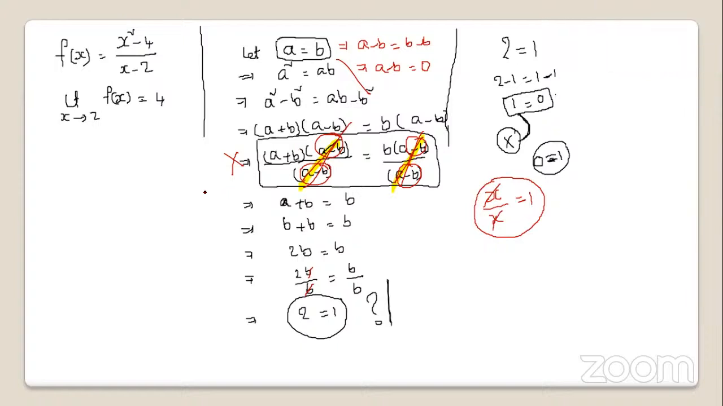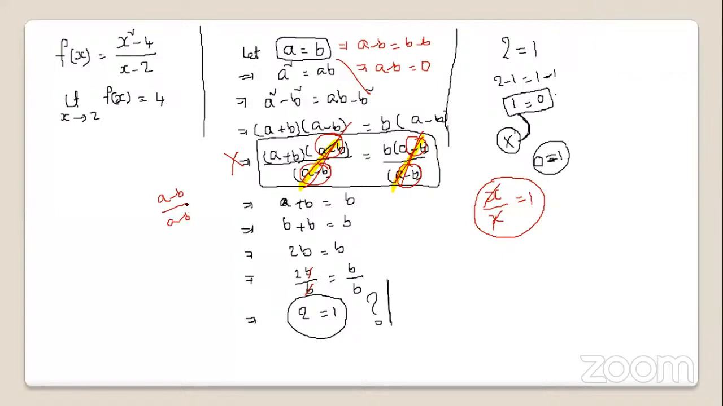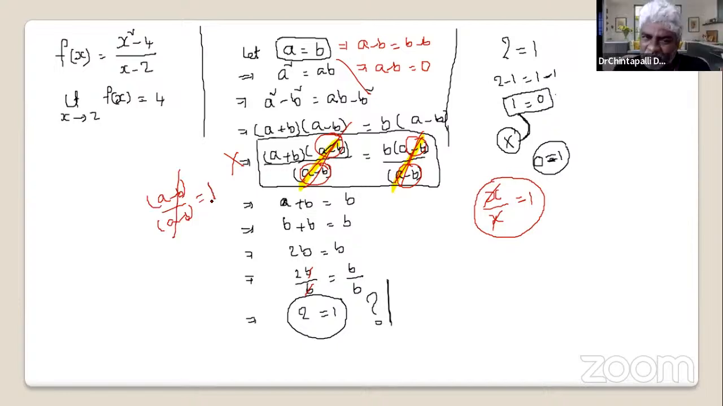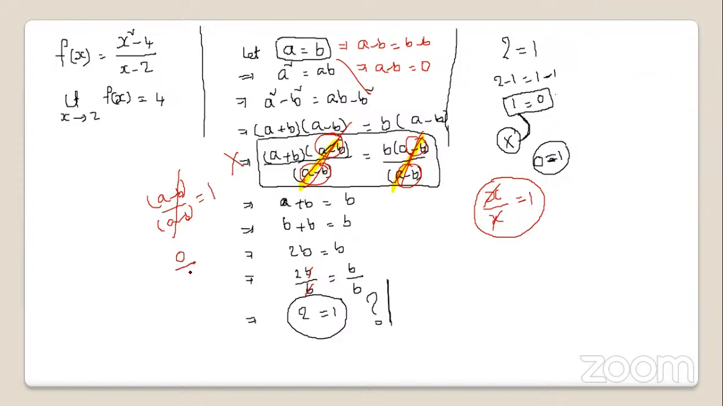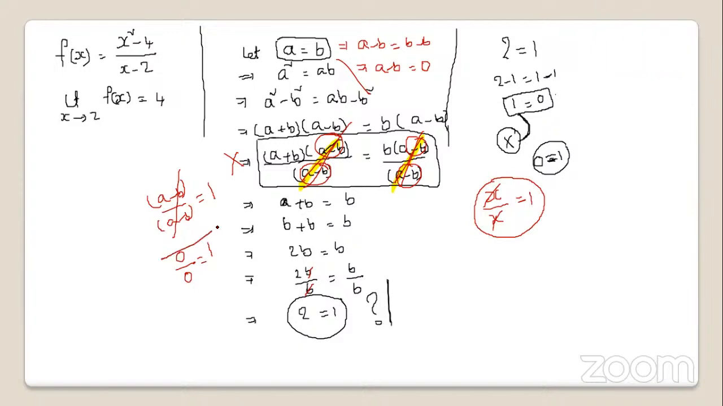Here, as we cancel A minus B by A minus B, we mean that A minus B by A minus B is equal to 1. That means we concluded that 0 by 0 is equal to 1. Got it? But 0 by 0 is not equal to 1.